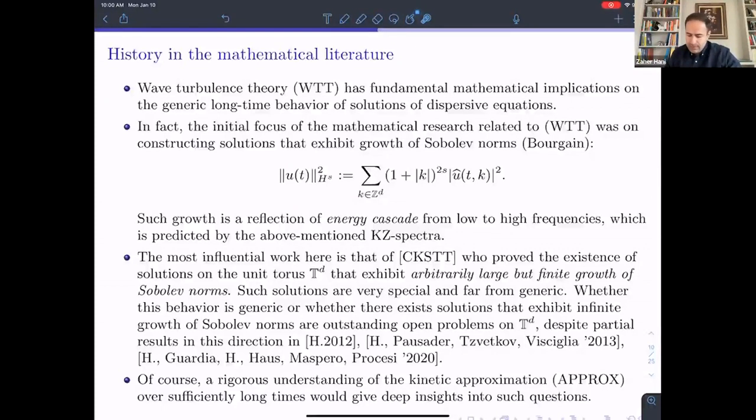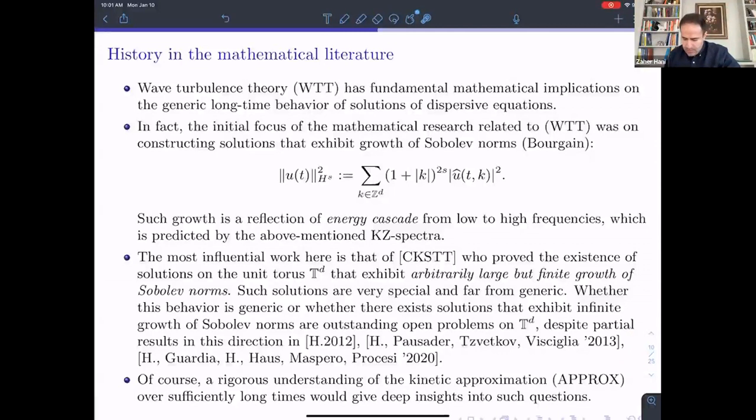Okay, but those solutions are very special, and they're very hard to construct. They are far from generic solutions. Whether this behavior is generic, which is something that is also implied in a way by the kinetic theory, or whether there exist solutions that exhibit infinite cascade or infinite growth of Sobolev norms, these are outstanding open problems on the torus, despite several partial results in this direction.